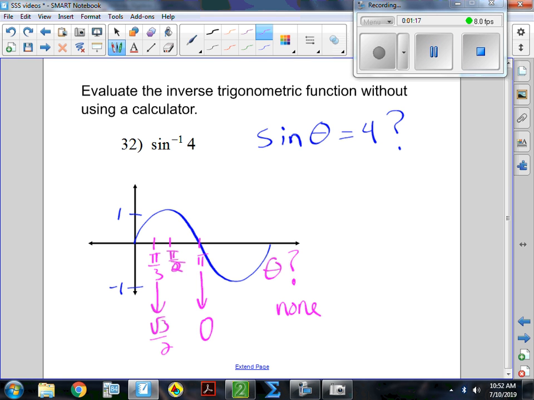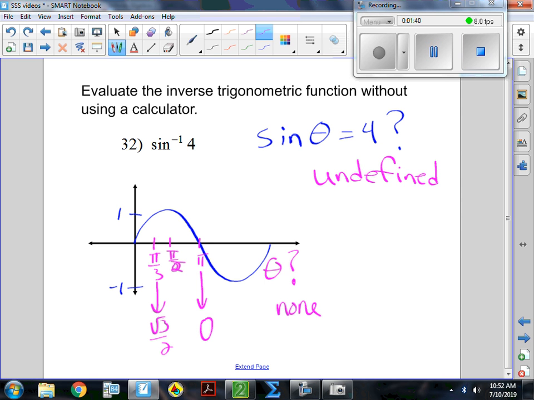Okay, because the sine value only goes from -1 to 1. That's the range of the sine function. So this is undefined. Unless that expression is 4 times sine theta, where there's an amplitude change and a vertical stretch, just normal sine theta is never going to equal 4. It has to equal something between 1 and -1.